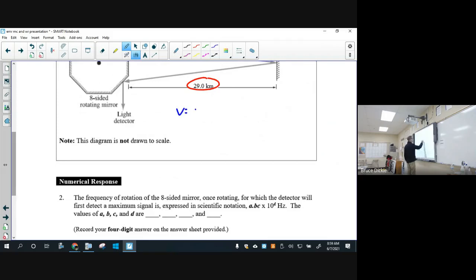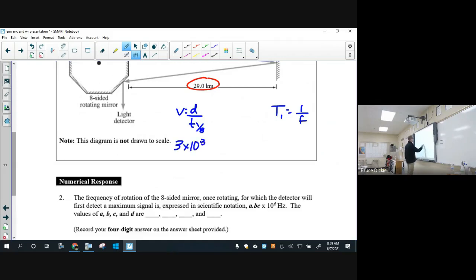We start off by writing down the equation v equals d over t. This t would be the time for 1/8 of rotation. Also corresponds to the time that it takes the light to go there and back. We also use this equation, T is equal to 1 over f. Big T is the time for 1 complete rotation. Now we're looking for the frequency of the rotation. That means we have to know the speed.